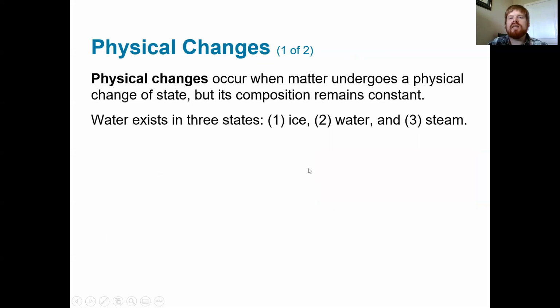Okay, so these physical properties can also help us describe physical changes. A physical change is when matter undergoes a change, like a change of state, for example, but the composition stays the same. We already mentioned this for water. Water can melt from ice to liquid water. Okay, so your state is different. You went from a solid to a liquid, but the composition of the chemical did not change. It's still H2O. So this is an example of a physical change.